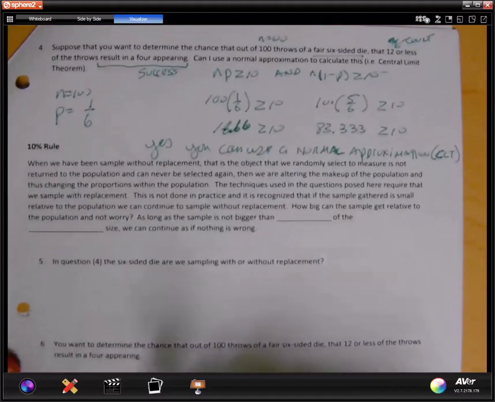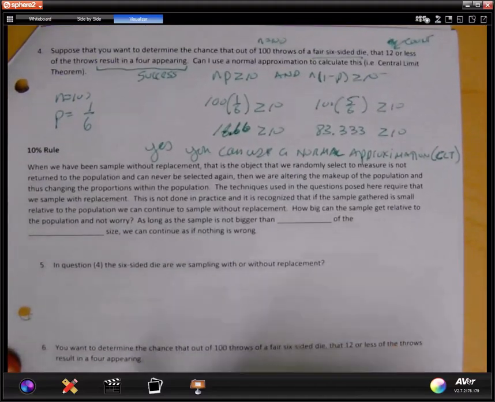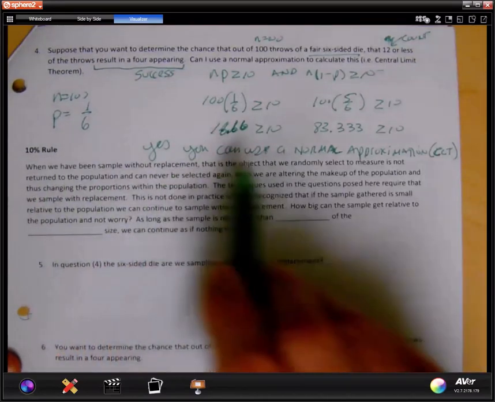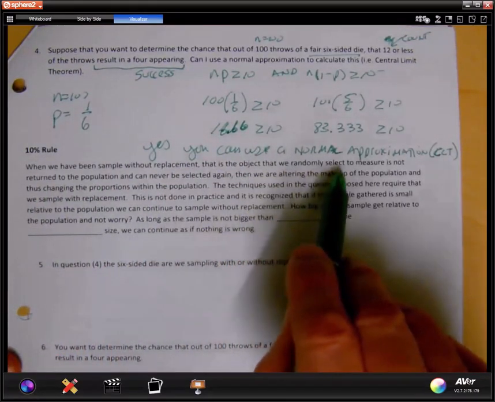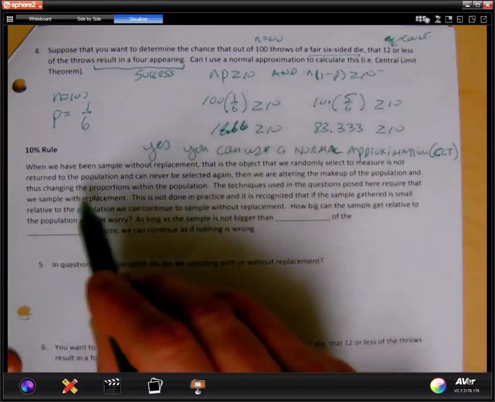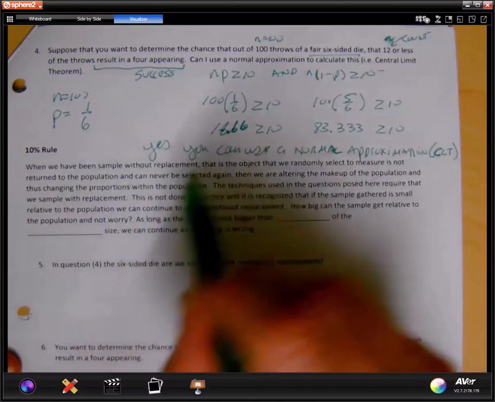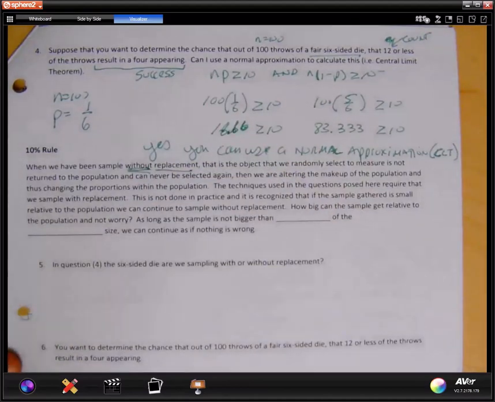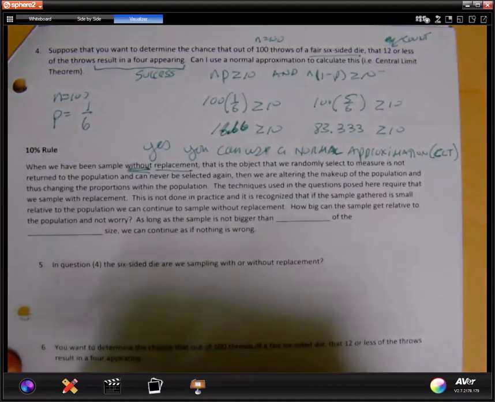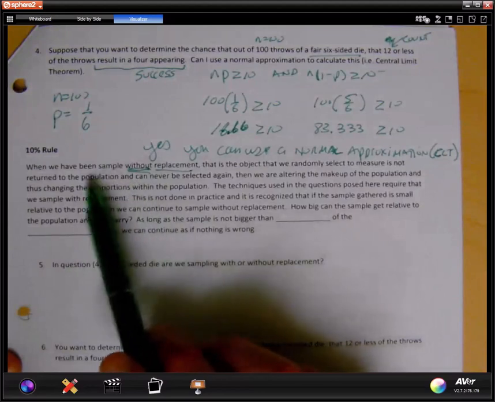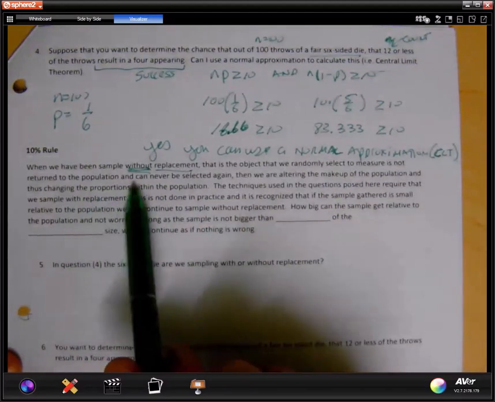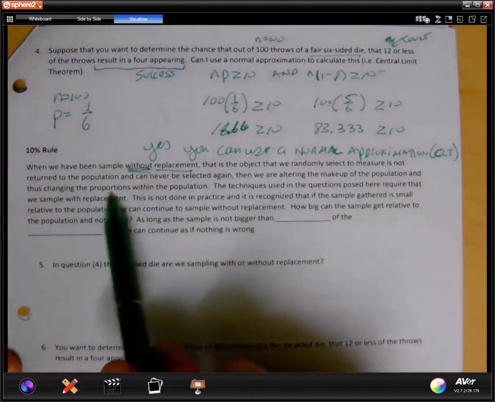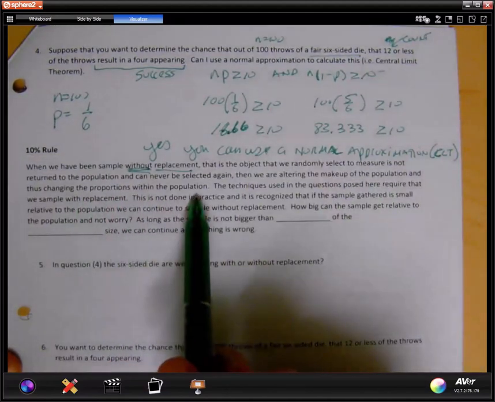Okay, what about this last rule here, the 10% rule? Another important part, when we have sample without replacement, that is the object that we randomly select to measure is not returned to the population. That's what I mean without replacement. So when I do a poll, for example, I don't sample the same person twice. So again, if the measure is not returned to the population and can never be selected again, then we are altering the makeup of the population and thus changing the proportions within the population.